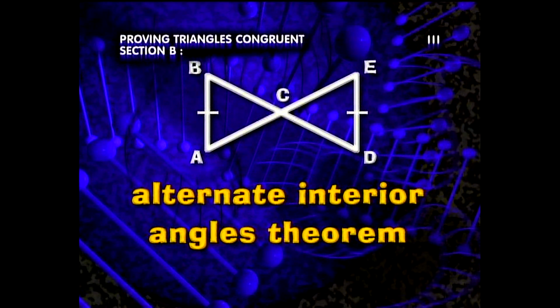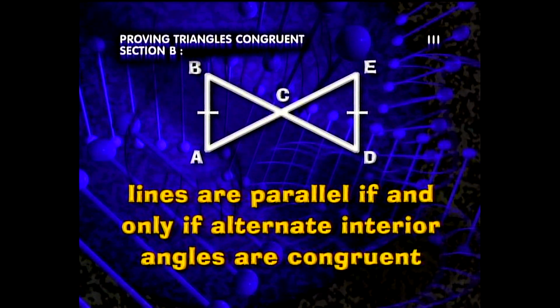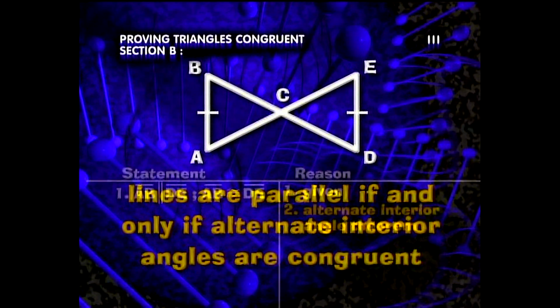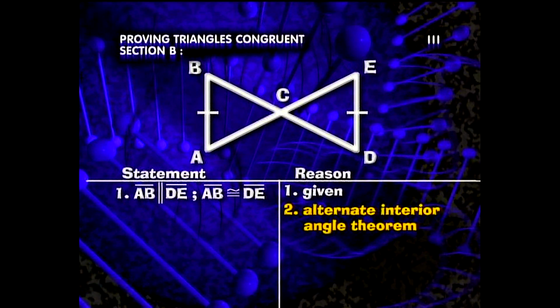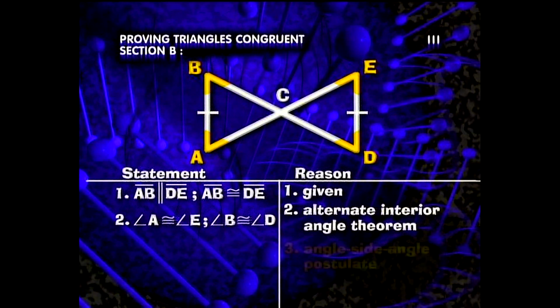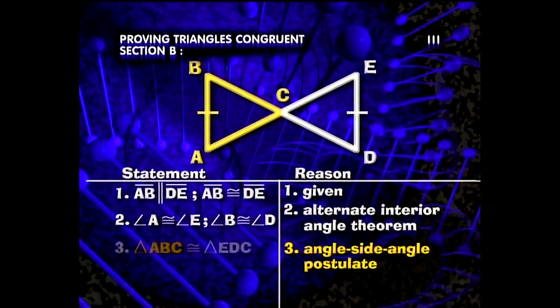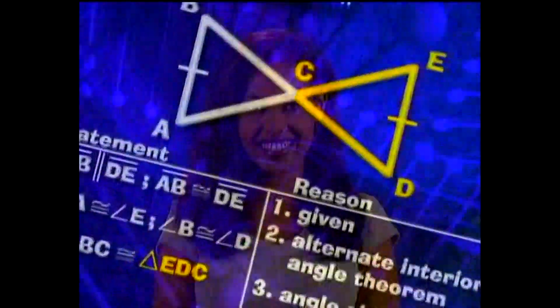Remember the alternate interior angles theorem? Lines are parallel if and only if alternate interior angles are congruent. Well, we'll use it for our reason in step 2. It lets us state that angles A and E and angles B and D are congruent to each other. So, for each triangle we have a corresponding side, and two angles at its ends. By using the angle-side-angle postulate, we can set triangle ABC congruent to triangle EDC. Our goal is accomplished.